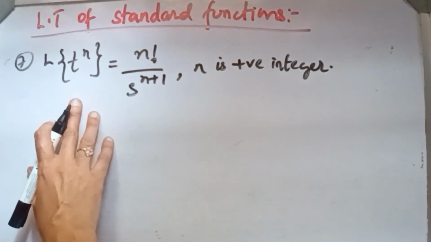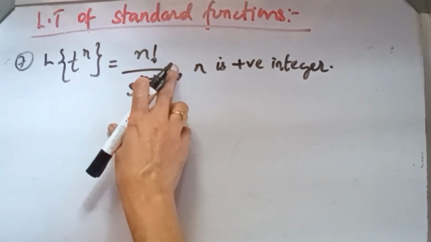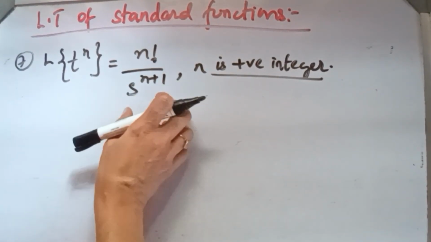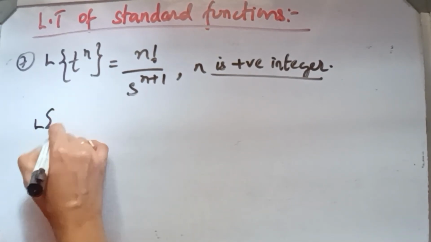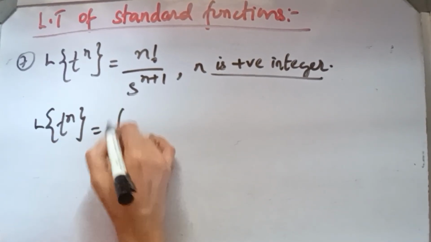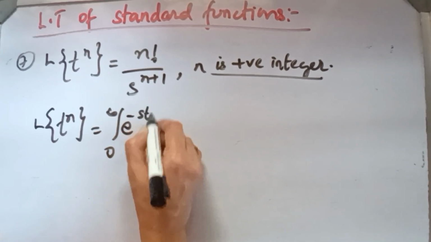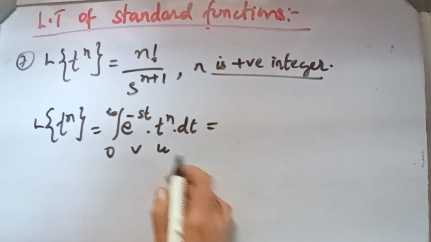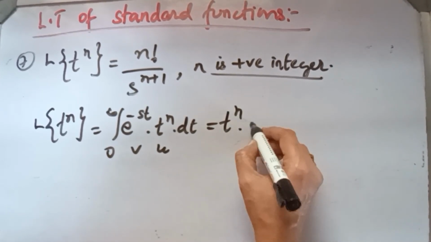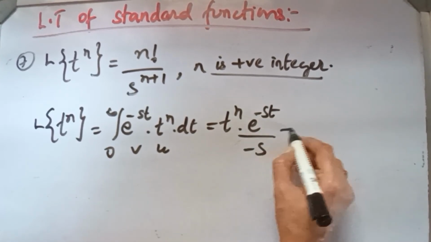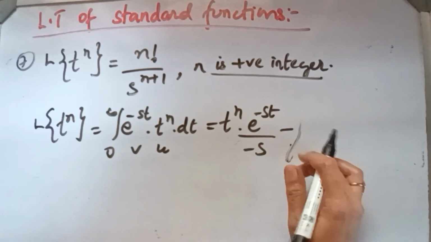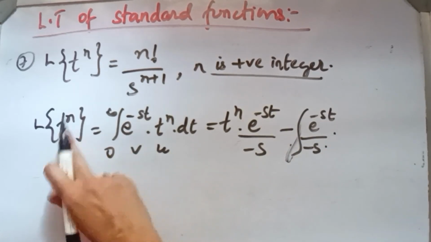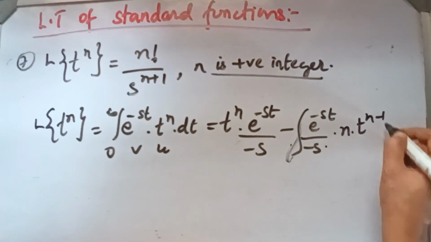Next is the Laplace transform of t to the power n. It is given as n factorial by s to the power n plus 1, and this is valid only when n is a positive integer. As per the definition, it is the integral from 0 to infinity of e power minus st into t power n into dt. Now if you apply the integration by parts rule, you will get t to the power n into e to the power minus st divided by minus s, minus the integral of e power minus st divided by minus s into the derivative of t to the power n, which is n t to the power n minus 1, into dt.